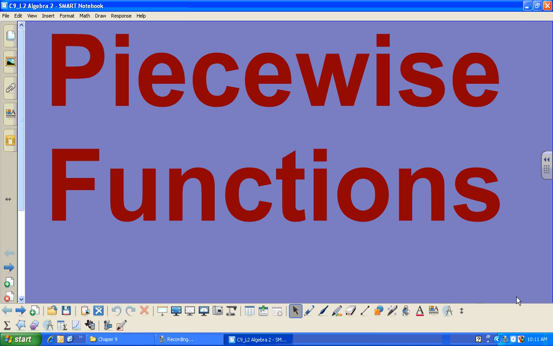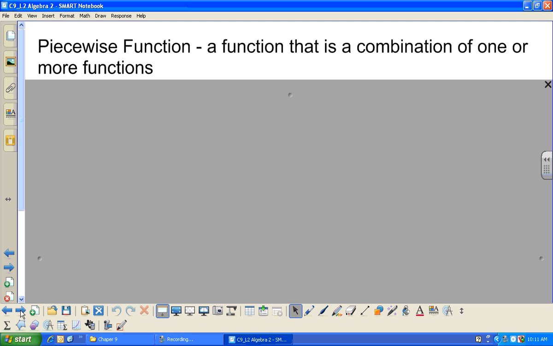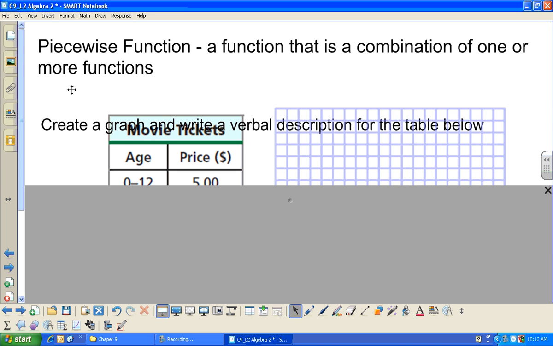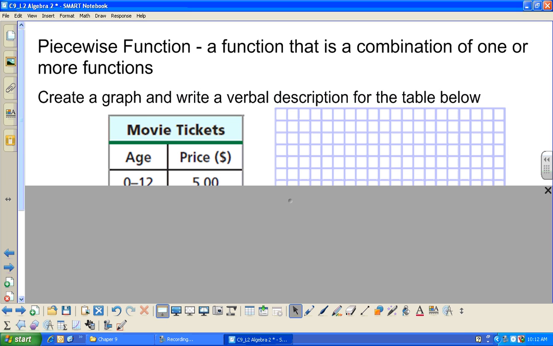Chapter 9, Lesson 2, Piecewise Functions. A piecewise function is a function that is a combination of one or more functions. A lot of times you see this in everyday life without even knowing it. One example would be movie tickets.